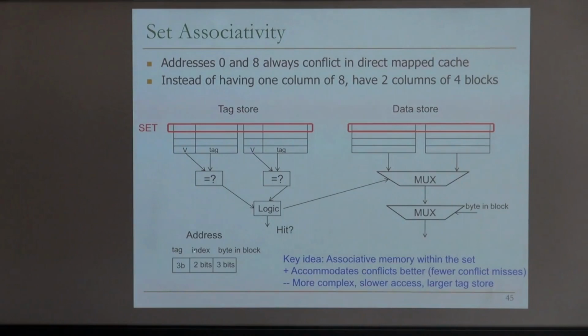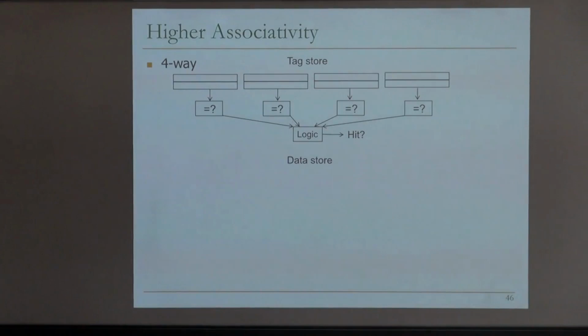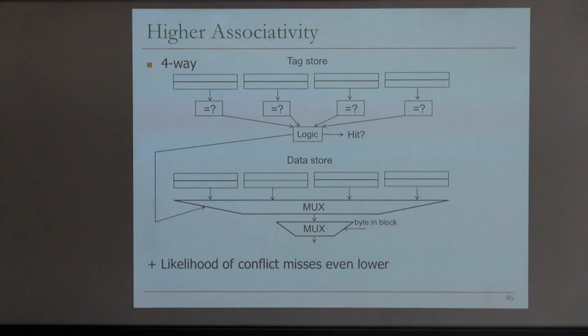But of course, there's always a problem. What if you do ABC, ABC, ABC, ABC, right? Now you have the same problem. You get lower hit rate. As a result, you can have four-way associativity. Now instead of having two columns of four, you have four columns of two. But now things become more complicated. Your muxes become wider. This logic becomes more complex. But the likelihood of conflict misses become even lower. And your complexity increases clearly. But you get lower miss rate.